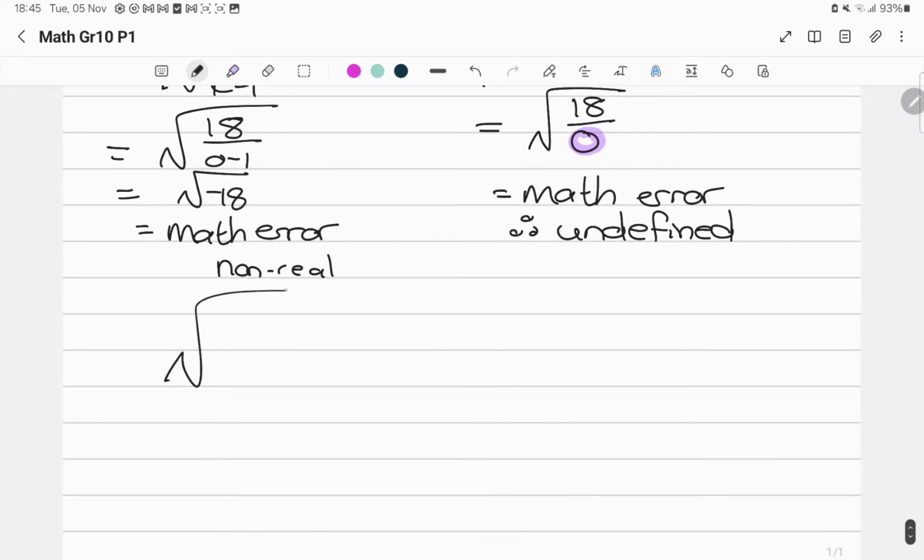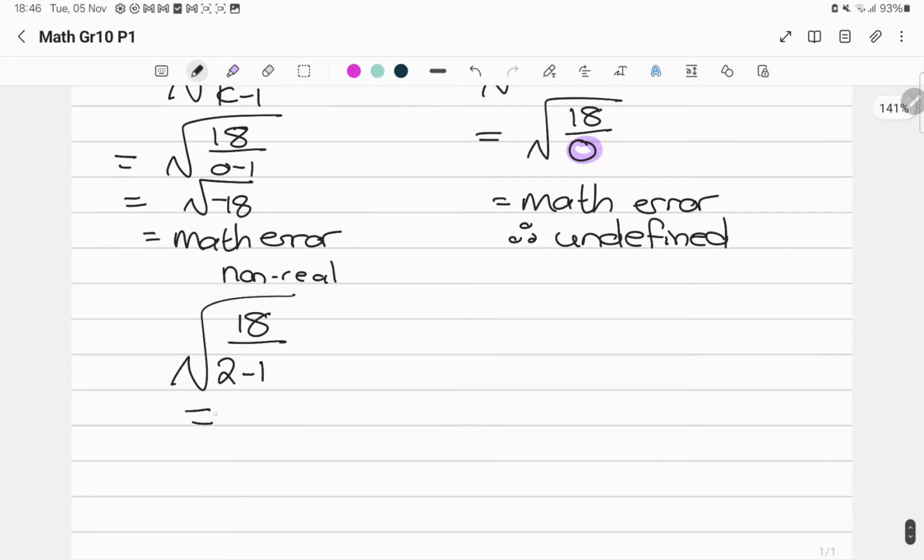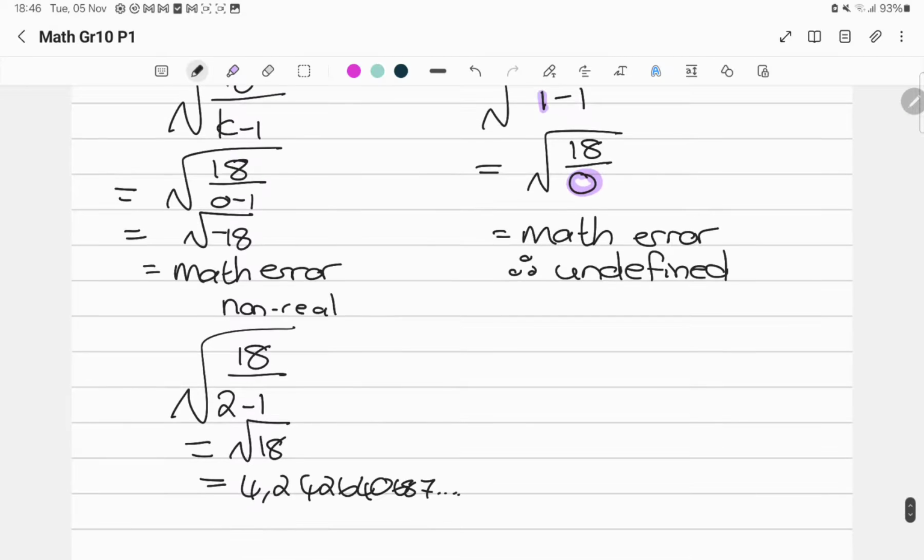Alright, let's quickly put in our next one. Our next k value is going to be 2. So it's going to be 2 minus 1, and that gives me the root of 18. And if I press my S to D button, it gives me 4.2426 40687, etc. So it automatically, what is this?